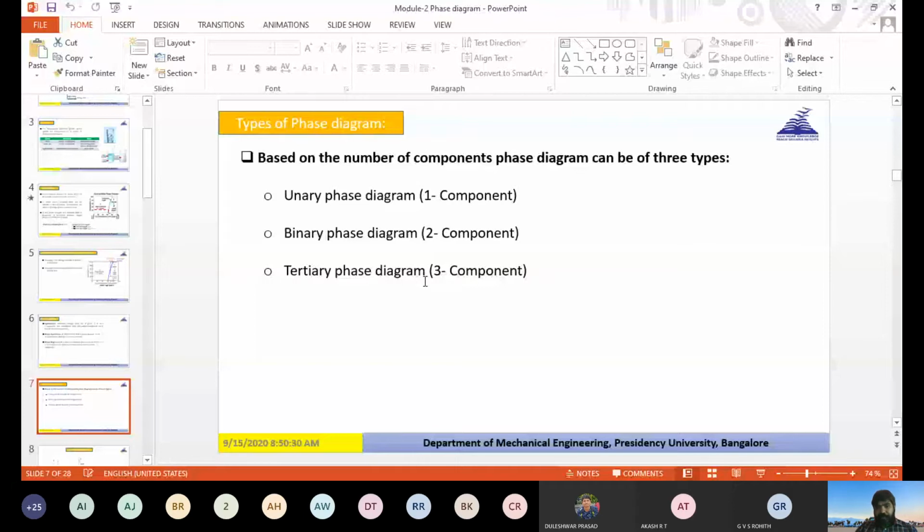One component means, suppose you have taken a metal, for example pure aluminium, nothing else is there. So it will be only one component. Now, with aluminium, suppose you add some amount of copper, then two components will be there, because aluminium is one component, one chemical species, and copper is another species. Similarly, if there are three components, then that will be known as a ternary phase diagram.